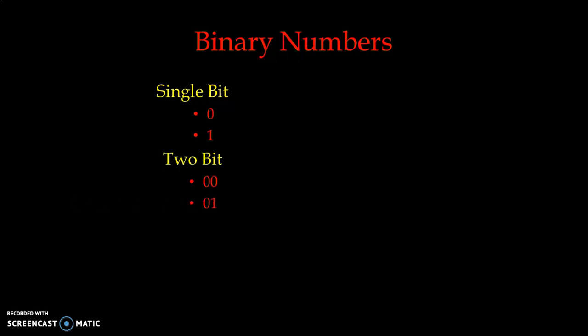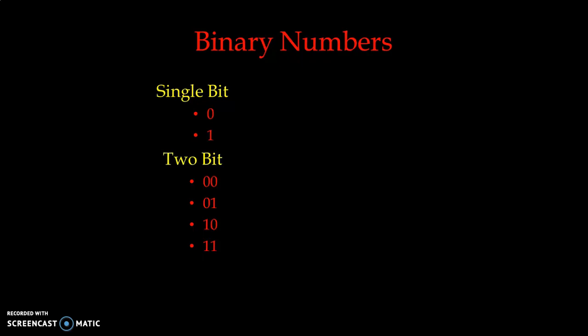So 00 and 01 can be counted with a single bit also. 00 is 0 and 01 is 1. But to count beyond 1, we have to use 10. See, the same point I discussed when we were discussing the decimal number system. So 10 is 2, and then 11 in a binary number is equivalent to 3. As I said, we have 4 different possibilities. With 2 bits we are able to count 00, 01, 10 and 11. The decimal equivalents are 00 equal to 0, 01 is 1, 10 is 2, and 11 is 3.